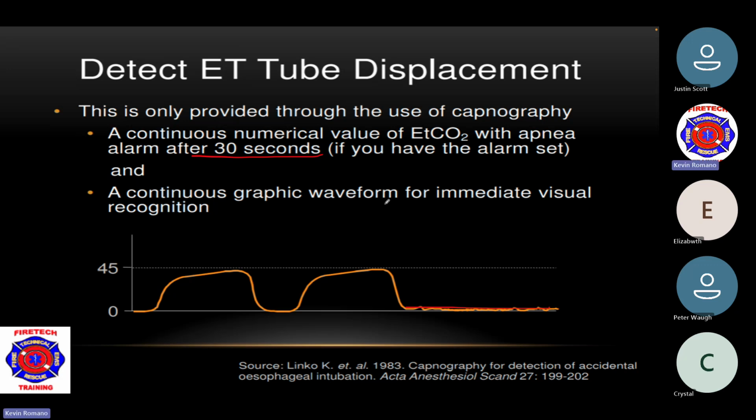As I was making this presentation, I want to point out, we're talking about end tidal placements and all that here. My reference was 1983. Waveform capnography has been around for a very long time. It just so happens that right around 2005, 2006, it was introduced more into the EMS world, unfortunately.